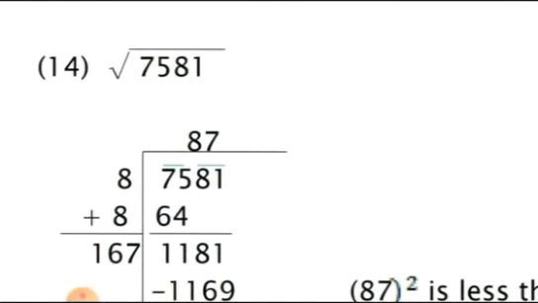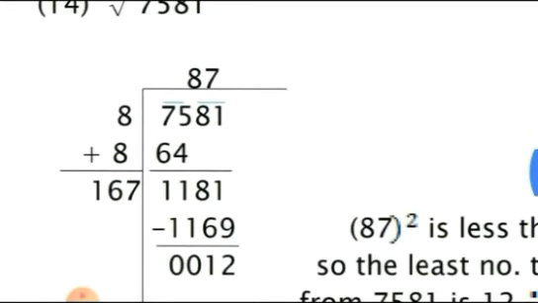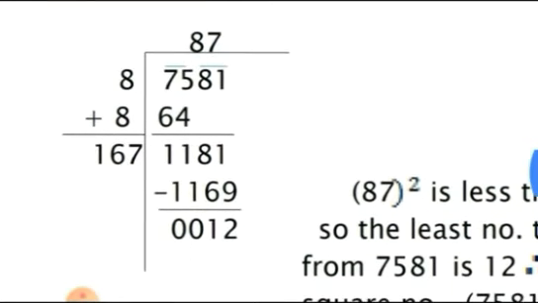Question number 14, a word problem is given. Find the least number which must be subtracted from 7581 to obtain a perfect square. Find this perfect square and its square root. The number given is 7581. You are asked which number to subtract. So first you find the square root of this given number.